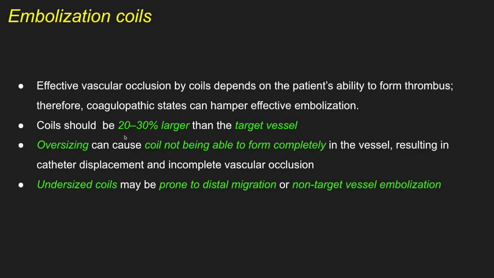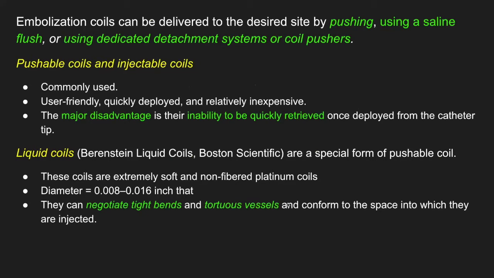Coils should be at least 20 to 30% larger than the target vessel. Oversizing can cause the coil to not form completely, which can cause coil displacement and non-desired embolization. And if they are undersized, they are prone to distal migration and also non-target vessel embolization. Embolization coils can be delivered to the desired site by either pushing, using a saline flush, or using a dedicated detachment system or coil pushers.